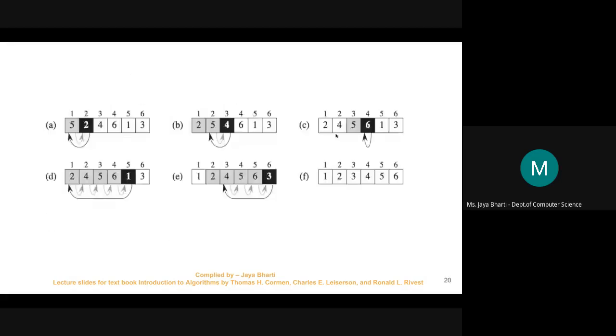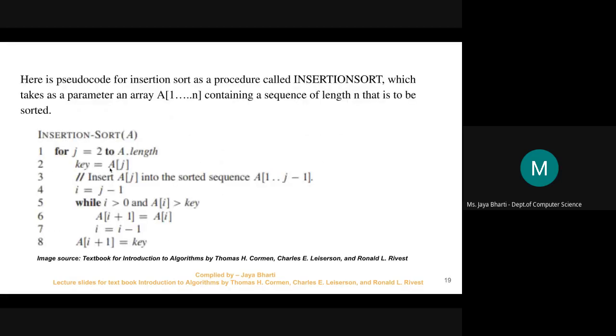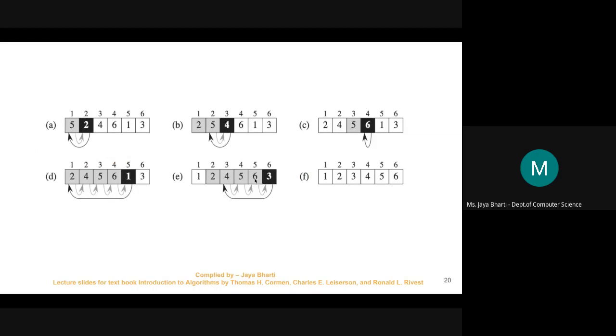Now we need to assign the A of 6, meaning the value 3, to the key. Now the key value is 3. So now the I value will be 5, J minus 1, it will be 5. Now you need to compare A of 5 and the key value. Means these two values you need to compare.